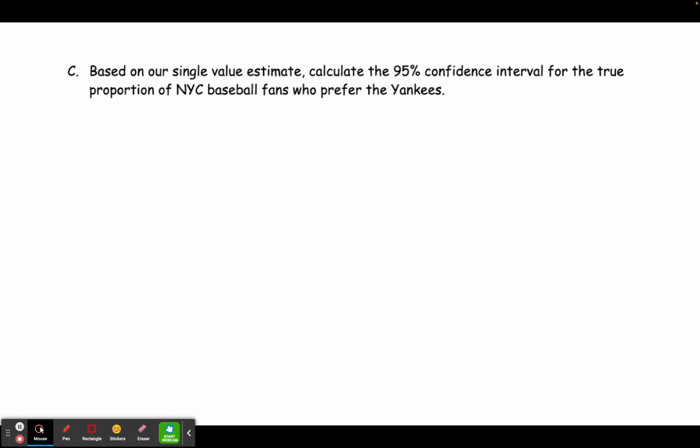All right, based on our single value estimate, we're going to calculate the 95% confidence interval for the true proportion of New York City baseball fans who prefer the Yankees.